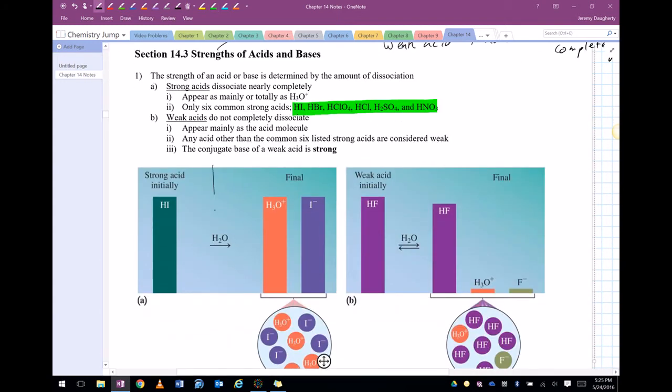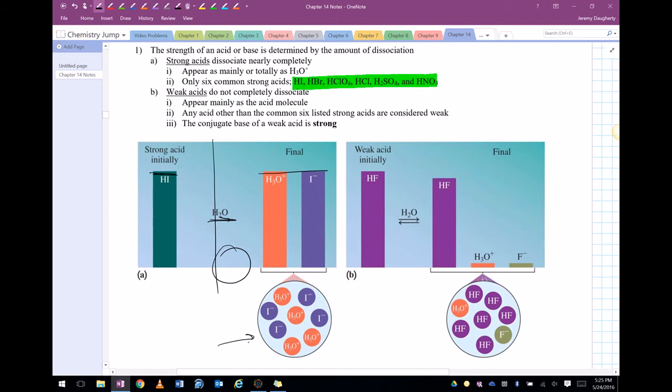Right? Here is before dissociation, hydrogen iodide. Okay, hydroiodic acid, I should say. And so after dissociation, notice it breaks up completely. We have no HI remaining. So that's a strong acid. Only ions. Okay, and you can see it there.